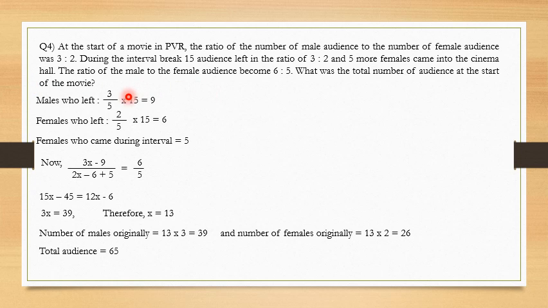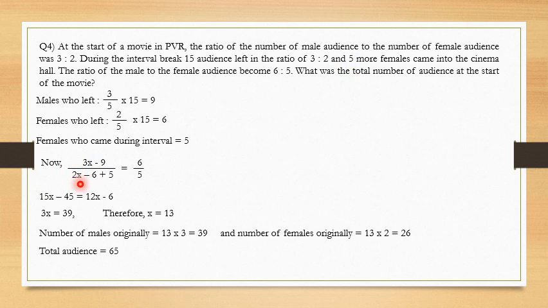So after this change, that is people leaving in the ratio 3 is to 2 and 5 more females coming into the cinema, the new ratio became 6 is to 5. We have to calculate the total number of audience at the start of the movie. Now 15 people left. So 3x by 5 because 3 plus 2. So 3 by 5 into 15 is 9. That means 9 males left. And females who left will be 2 by 5 into 15. 6 females left. The original ratio was 3x, so 3x minus 9, 2x minus 6 and 5 more females joined.